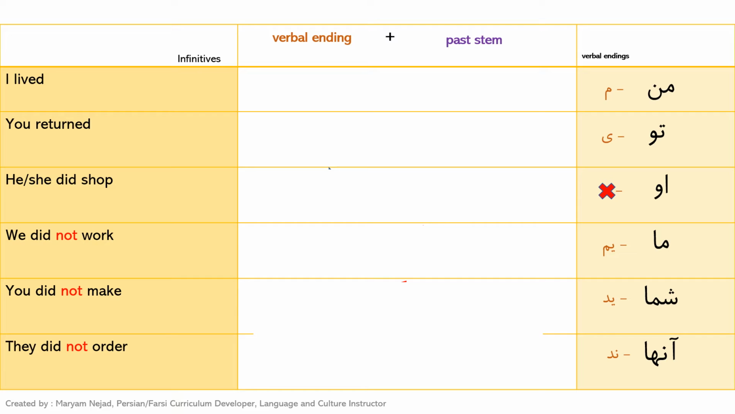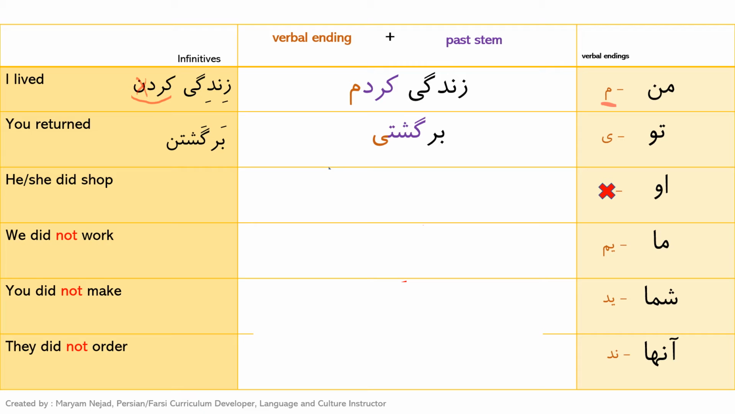Now let's take a look at a few compound verbs so we can get some practice with compound verbs as well. So the next phrase, you want to say I lived. So to live, the infinitive is زندگی کردن. And remember, this is a compound verb, so we need to change the verbal element. So we remove the letter nun from the verbal element and then we add the verbal ending to it. So من زندگی کردم. Next one, you returned. So to return is برگشتن. So it's going to be برگشتی.